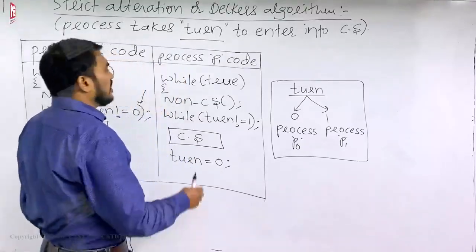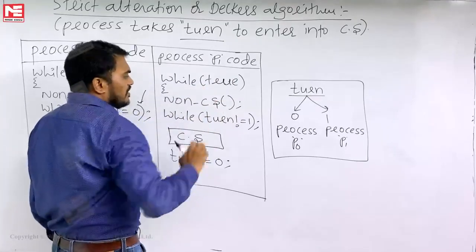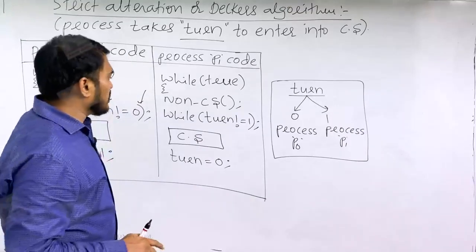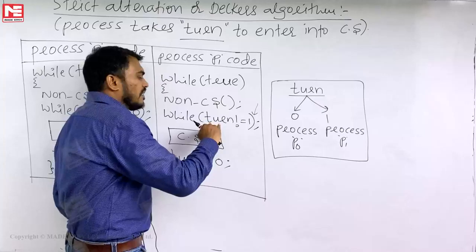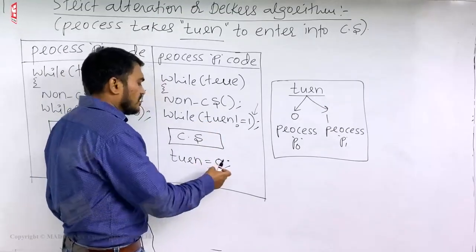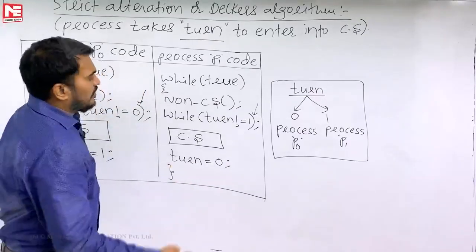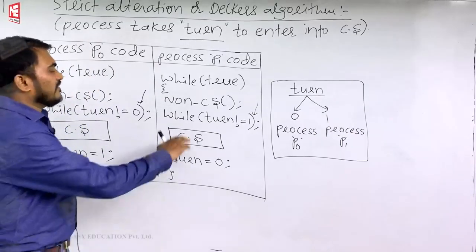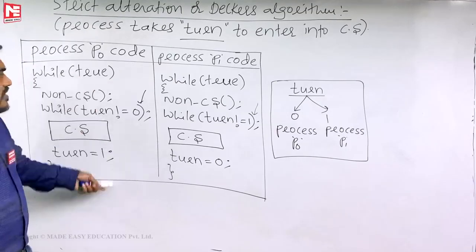If you see the P1 code here, while true is an infinite condition, same thing, non-critical section, some independent code, while turn not equal to 1. So you are checking this condition. If the condition is true, the process will stop here, and if the condition is false, it will enter into critical section. And next, while leaving the critical section, you say turn equal to 0, and you will have the semicolon. Okay, the semicolon was missed, printing mistake. Okay, right. So, while leaving critical section, you say turn equal to 0. So, this is the code of the P0 and this is the code of the P1.